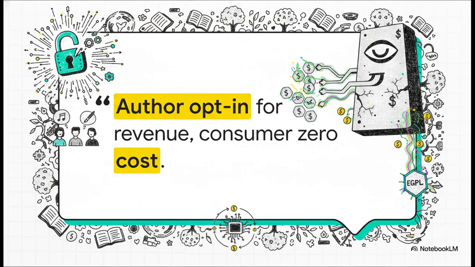It's a brilliant framework that uses automated micro-royalties right at the silicon level, forcing massive monopolies to pay, while keeping the digital commons totally free for everyday users. The philosophy is incredibly simple. Author opt-in for revenue, consumer zero cost.